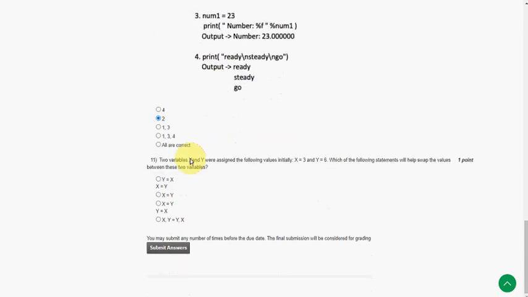And moving on to the final question, that is 11th one. Two variables x and y were assigned the following values initially, that is initially x equal to 3 and y equal to 6. Which of the following statements will help swap the values between the two variables? What is meant by swapping? Swapping means interchanging the values. Here x equal to 3, after swapping we will get x equal to 6. Initially y equal to 6, after swapping we will get y equal to 3. So finally we should get y equal to 3 and x equal to 6. The option that is helpful to swap the values is, in Python we can write x comma y equal to y comma x, so that y value is given to x, x value is given to y. So fourth option is the correct answer for 11th question.